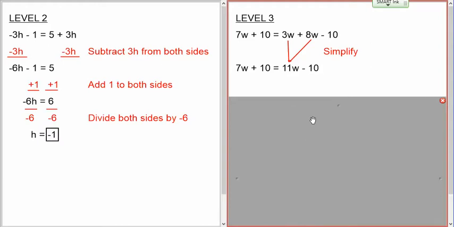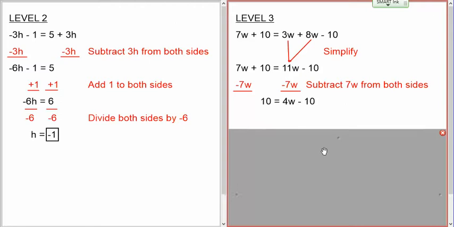So that's just one added step. After that, it becomes a lot like this level 2 question. I've got variables on both sides, 7w and 11w. I've also got constants on both sides, 10 and -10. So the first thing I'm going to do is take care of those variables on both sides, get them all over to one side. And the way I'm going to do that this time is to subtract 7w from both sides.